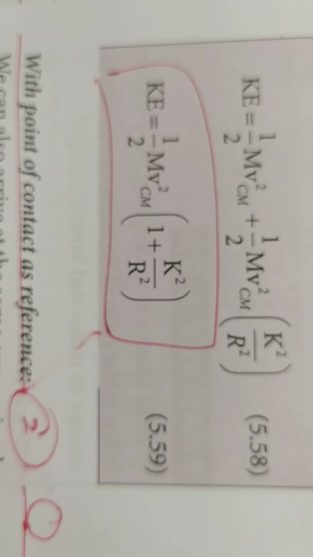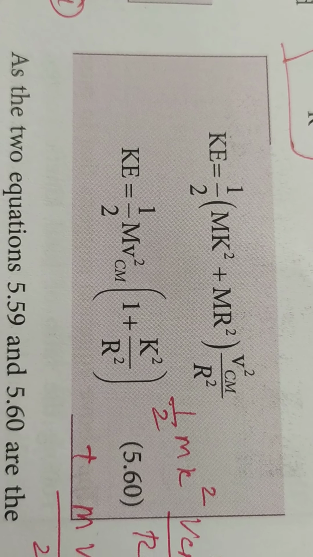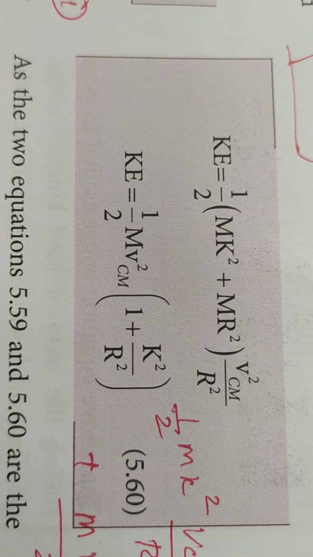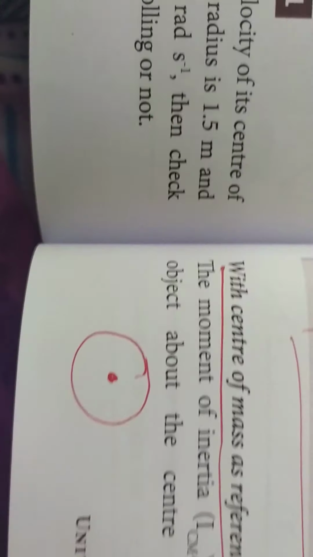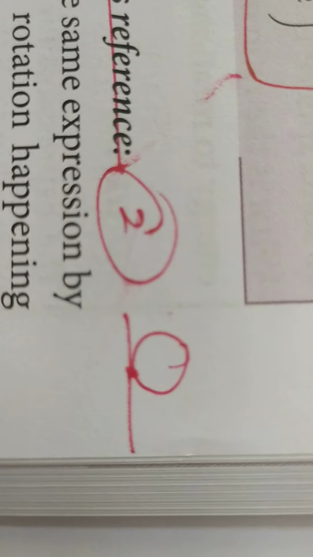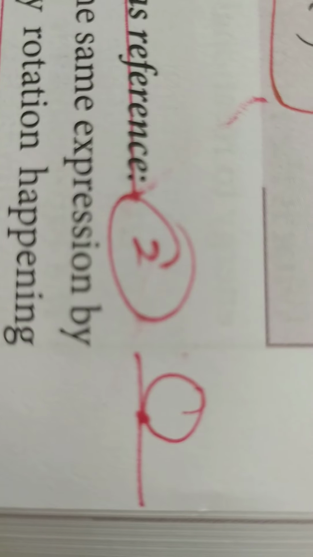So when you compare equations 559 and 560, both are the same. So either you can take the center of mass as reference, or you can take the point of contact as reference. The center of mass means the center of the wheel. Here this red dot shows the center of mass, and in this diagram this red dot is the point of contact of the wheel with the surface. So in both cases you get the same expression, which means both are suitable for the kinetic energy in pure rolling.